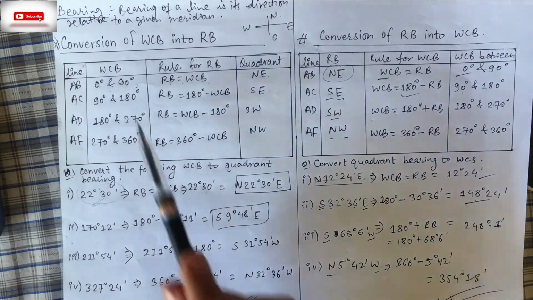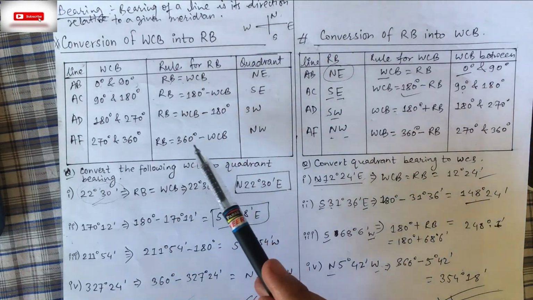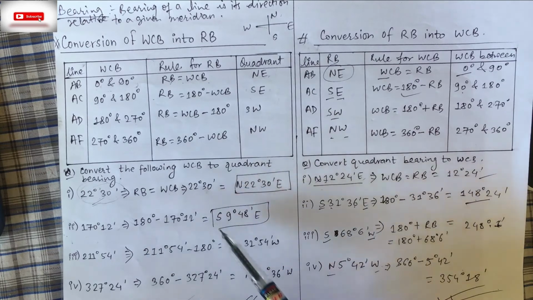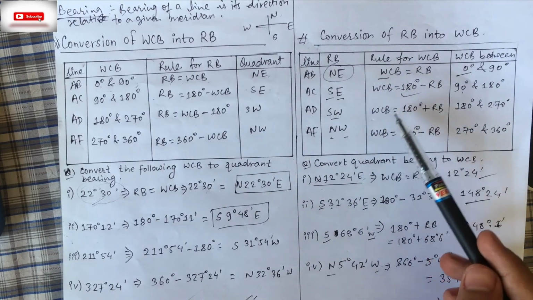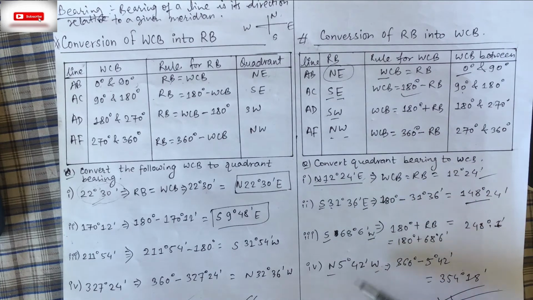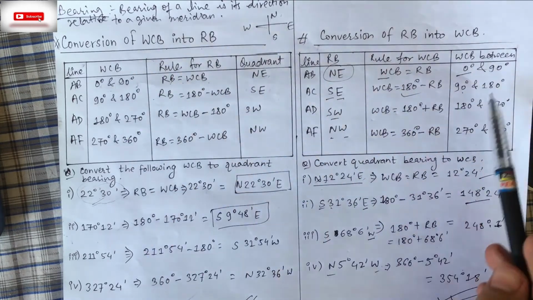So here we found the conversion of WCB into RB. This is the process. We'll see this table and solve the question, and for RB into WCB we'll see this table and we'll easily find the answer. Okay friends, I hope now you know how to convert WCB into RB and RB into WCB by seeing such simple formulas.